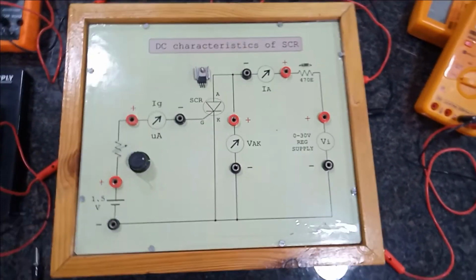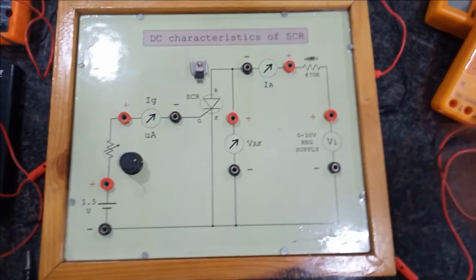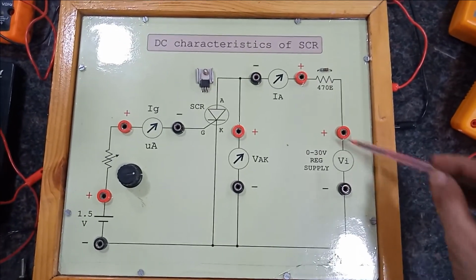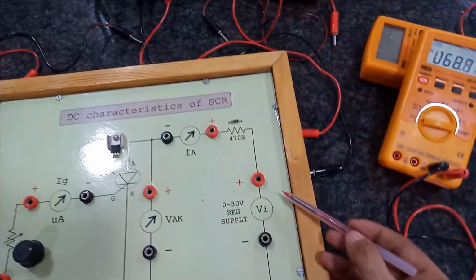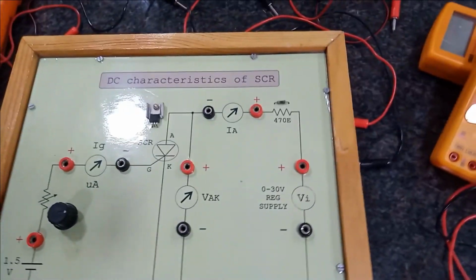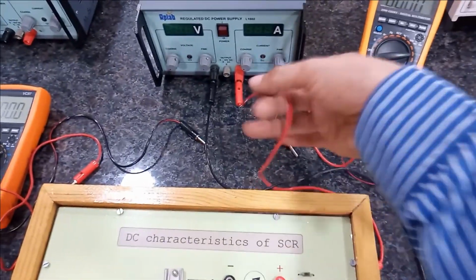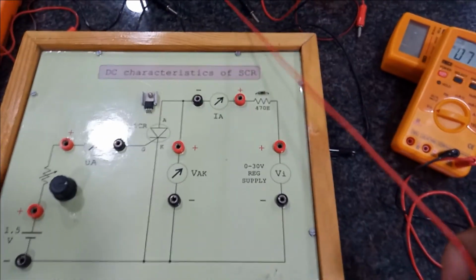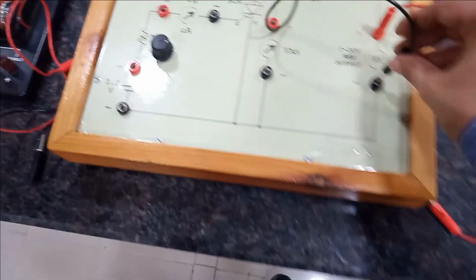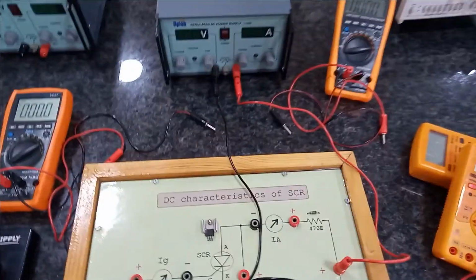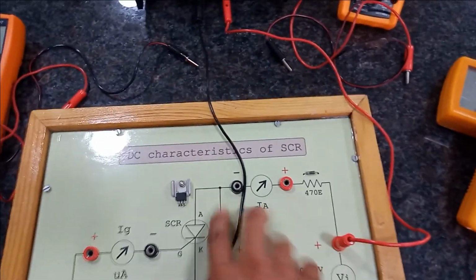Now let us connect the circuit. Over here, there will be the supply. This power supply will be connected across these two terminals. So let me first connect the positive to the supply, then let me connect the negative, then we will connect the current meter.